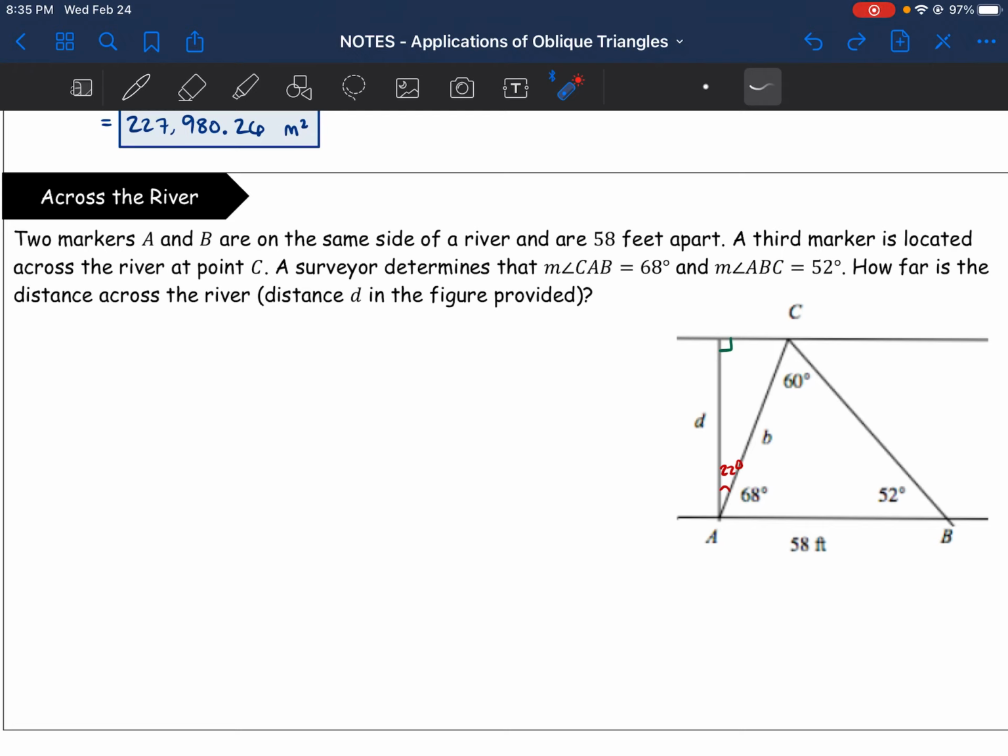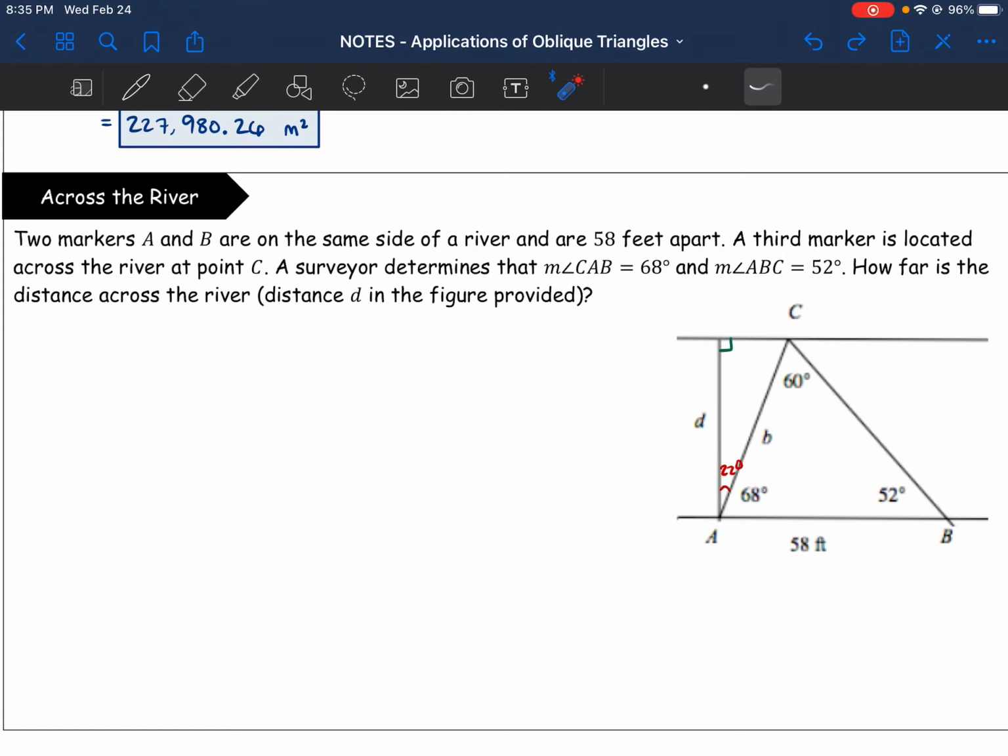Remember from geometry that when we have angles written this way, you're really looking at that middle letter right there. So this is saying angle A is 68 degrees, and you're tracing from C to A to B, and that angle in the middle. Then we also have measure of angle ABC is 52 degrees. So A to B to C, those are 52 degrees. We want to know how far is the distance across the river, which is this distance D.